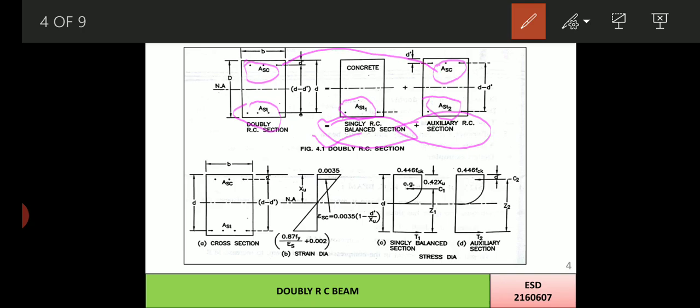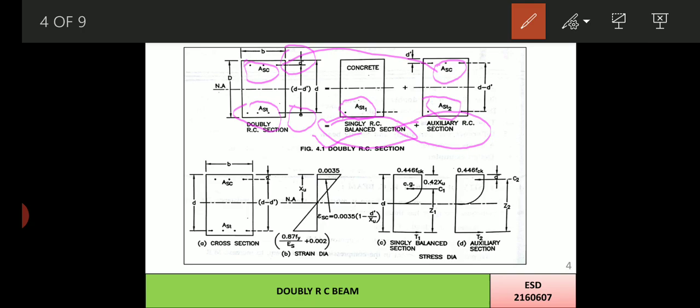Ultimately in case of WRC beam, both compression reinforcement and tension reinforcement will be there, and both will carry the load. Now as two reinforcements are provided, two covers will also be required. So the tension reinforcement cover is denoted by small d, and the compression reinforcement cover is denoted by small d dash, as shown over here in the figure. Okay, now we should further move on to the concept of the stress strain diagram.